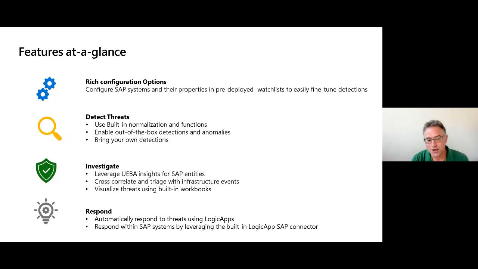We use built-in normalization and functions that allow you to extract data very efficiently for an SAP system, and we'll show you on the demo how easy it is to extract this data. We enable out-of-the-box detection, anomalies, and of course provide the ability to investigate, leverage UBA insights within Sentinel and across SAP entities, and of course use all the built-in capabilities of Sentinel to investigate the events and triage them, correlate them, cross-correlate them together with other data sources. And like I said, there is also automatic response that is possible, including a response that triggers an action within the SAP system.